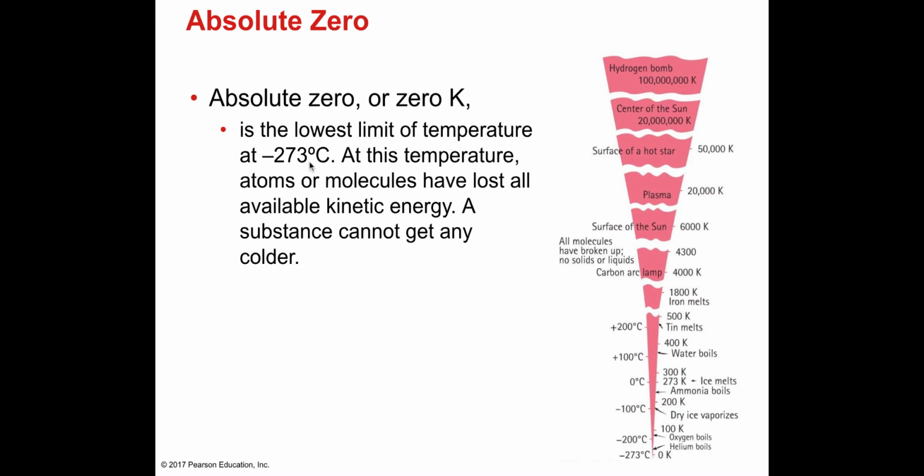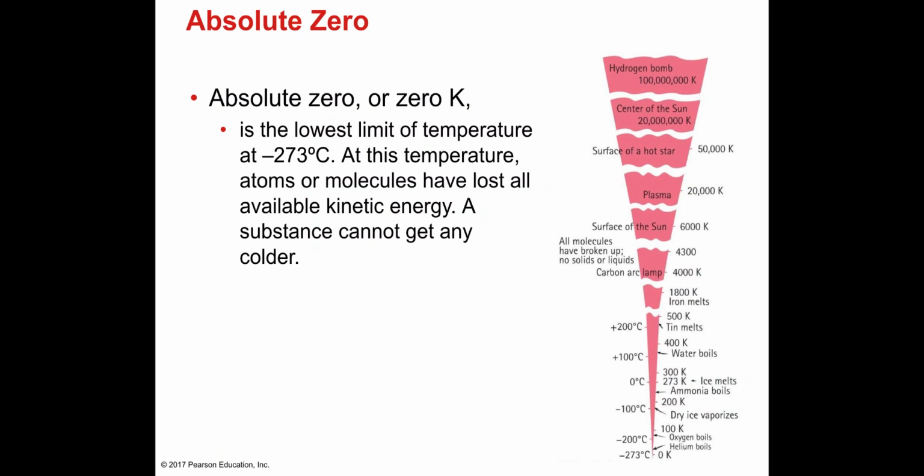Okay. We've talked about the absolute zero, but let's dive deeper into it. So what we call the absolute zero or 0 Kelvin is the lowest limit of temperature. Okay, is the lowest limit of temperature at negative 273 Celsius. At this temperature, atoms or molecules have lost all available kinetic energy. A substance cannot get any colder. Okay, it is the lowest temperature. At this point, it is believed that particles cannot move.